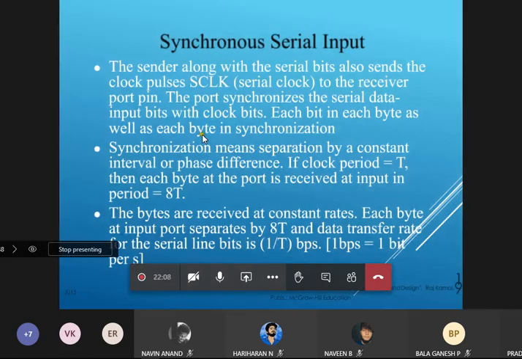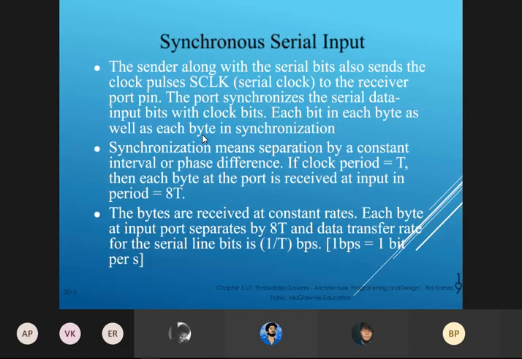So here they're representing synchronous serial inputs. Like I said, they've given the definition. The sender, along with the serial bit, also sends the clock pulse. That's why they represent the serial clock, SCLK, to the receiver. One clock pulse takes time t, and I am sending one byte, so one byte is 8 bits, so the total time taken is 8t.